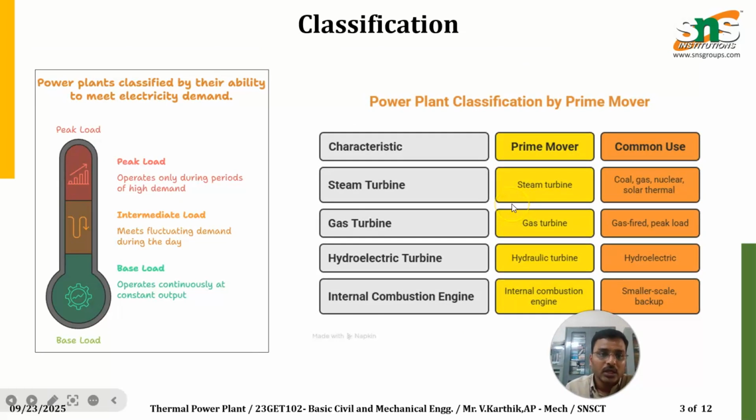Next one, based on the ability to meet the electricity demand, depending on the load as we require, we can have some classification. Power plant classifications by prime mover: the characteristics, prime mover and common use. Steam turbine we use in most of the thermal power plants, gas turbine in the gas power plant, hydroelectric in the hydro power plant, internal combustion in the diesel power plant. The common use for these kinds of turbines are coal, gas, nuclear, and solar thermal. For the gas turbine we use gas-fired, peak load, and then hydroelectric. And the internal combustion engines are for smaller scale backup.